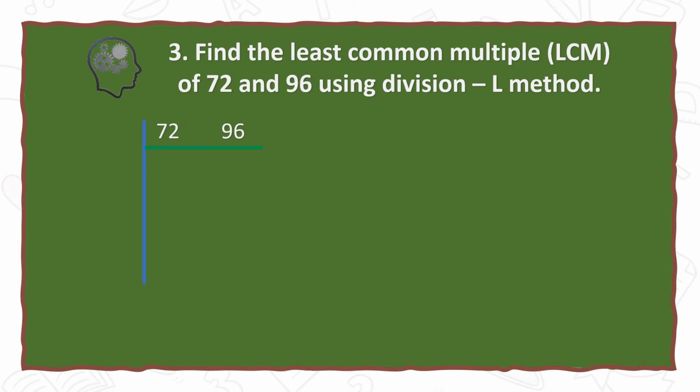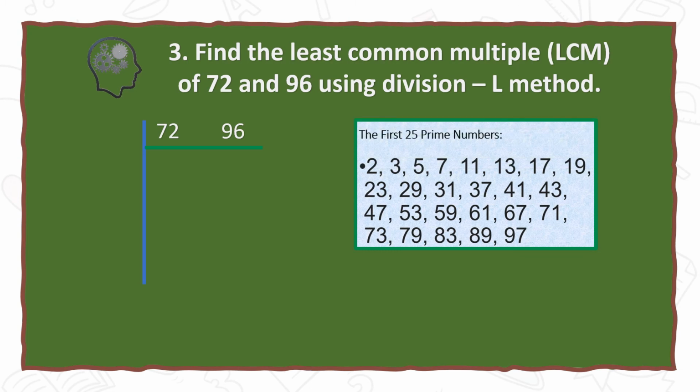Write the division symbol, the improvised division symbol. It's not the real division symbol, it's just the improvised one that is only used in continuous division. And list down the prime numbers, which you will probably use as divisors. And 72 and 96, there are just two of them, so it's easier now.